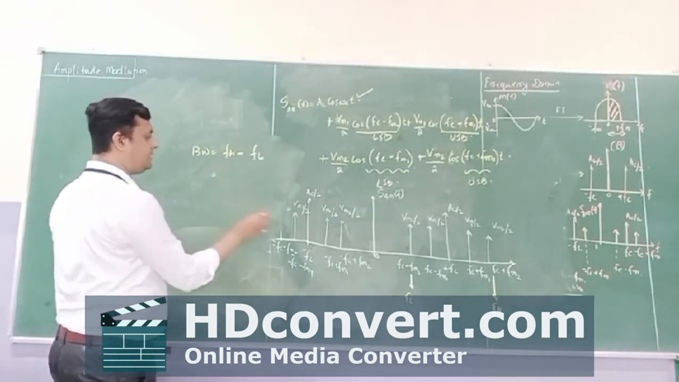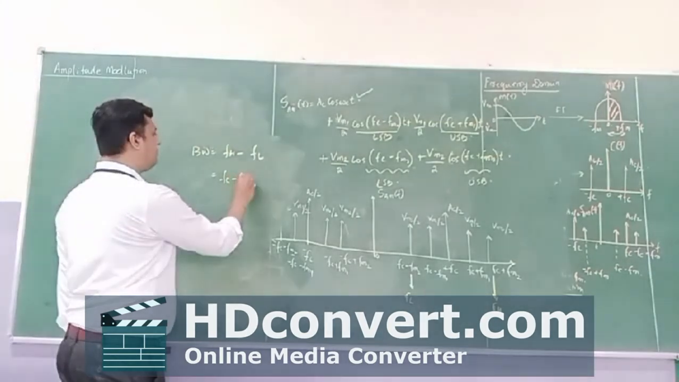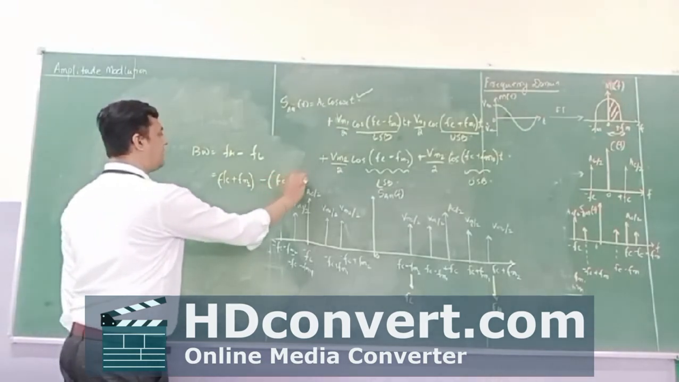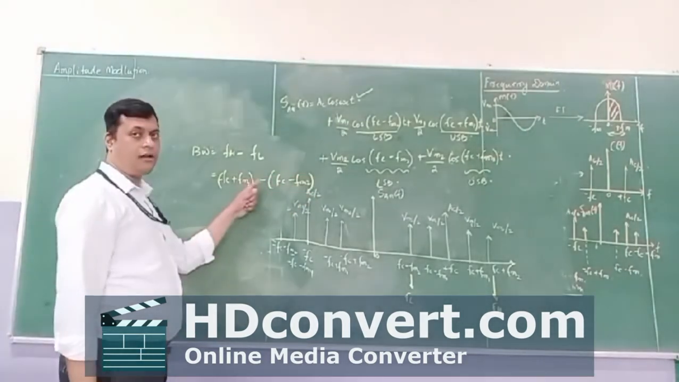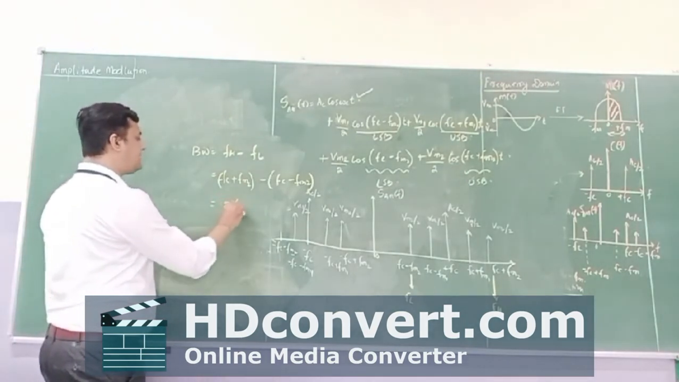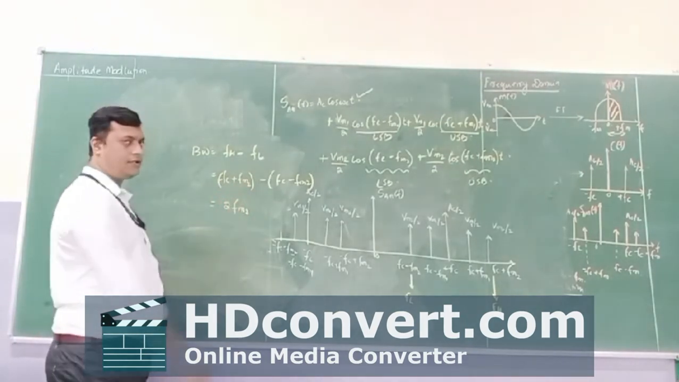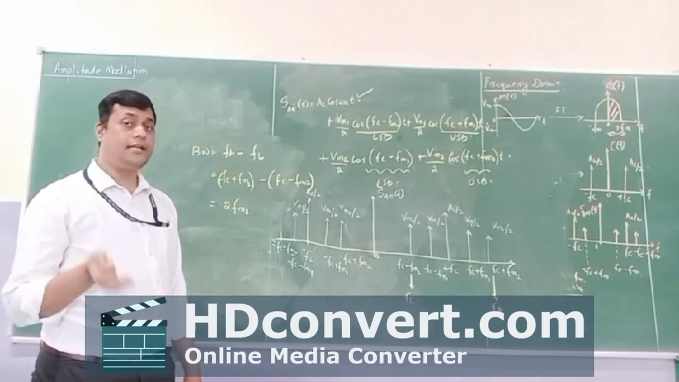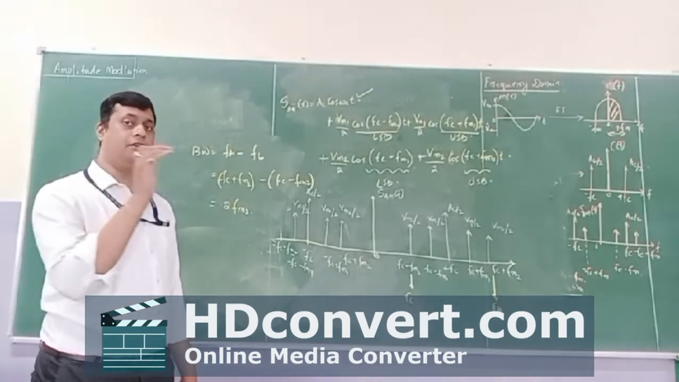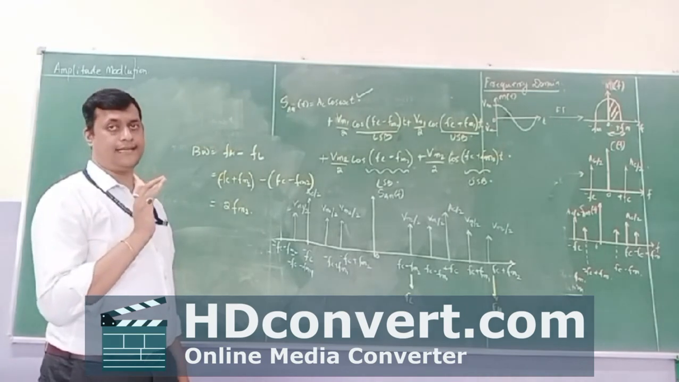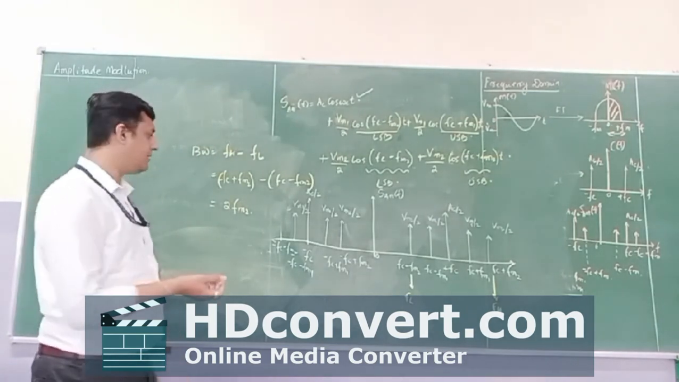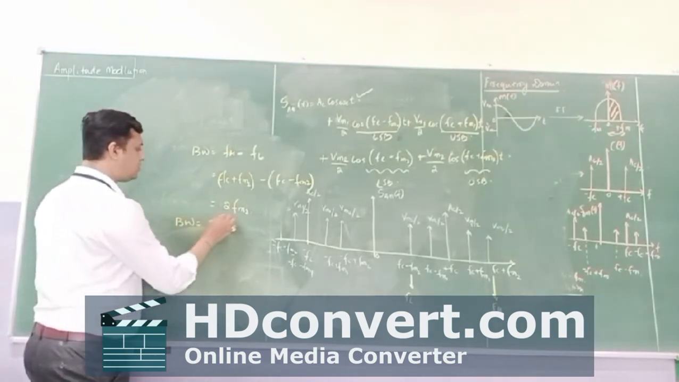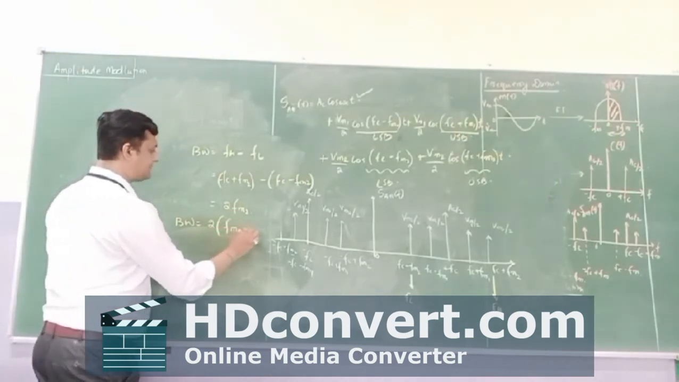The bandwidth is equal to the higher frequency minus the lower frequency of a multi-tone signal. So the lower frequency is Fc minus FM2, and the higher is Fc plus FM2, so Fc plus FM2 minus (Fc minus FM2). If I solve this, I will get twice FM2. So what does it indicate? The bandwidth of a multi-tone signal depends on the maximum frequency present in the signal, multiplied by a factor of 2. So I can write the bandwidth of a multi-tone signal is twice Fmax.